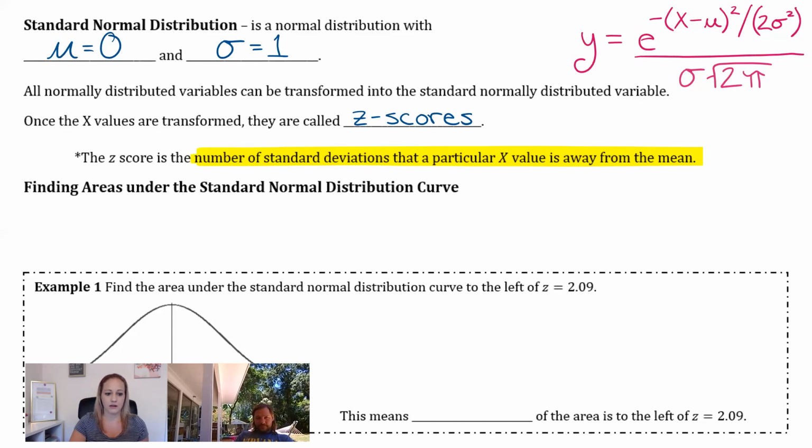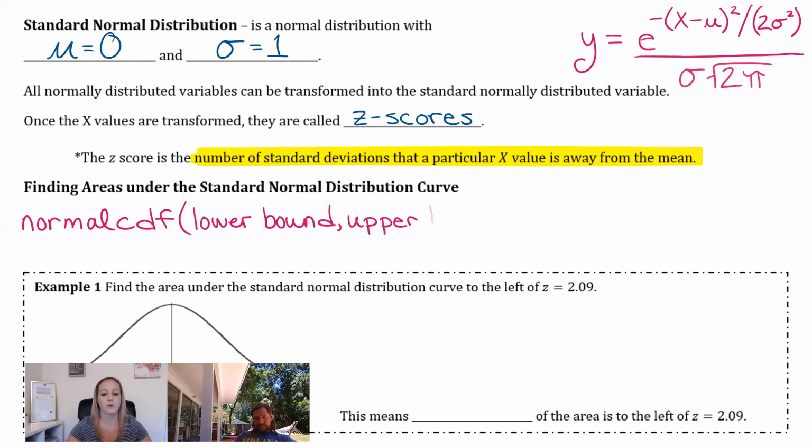So in your calculator, when you need to find the area underneath a distribution curve, you're going to go to the function normal CDF. I'll show you where that is when we do an example. Now, normal CDF is going to require 4 inputs from you. It's going to need to know what the lower bound is, the upper bound, mu, and sigma.